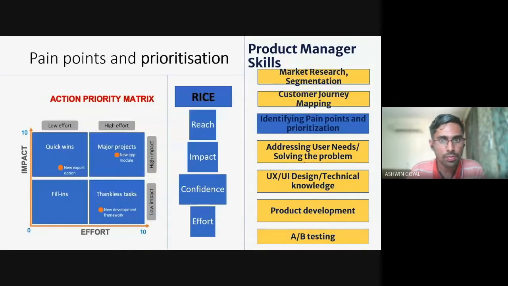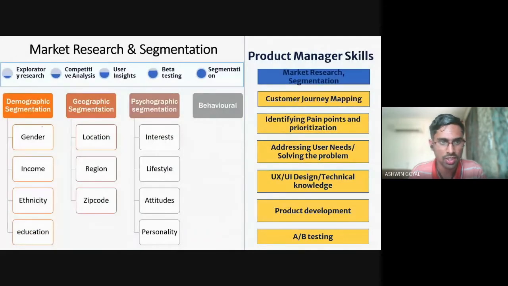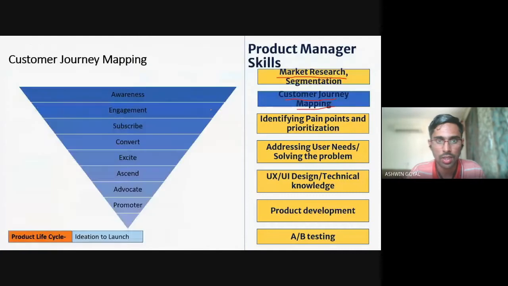All right. So I covered market research and segmentation. This is just basic segmentation of users based on either gender, income, ethnicity, education, location, interests, lifestyle, all of this. So either geographic or demographic or behavioral segmentation. And the second one is customer journey mapping, which is basically the entire life cycle of a customer.